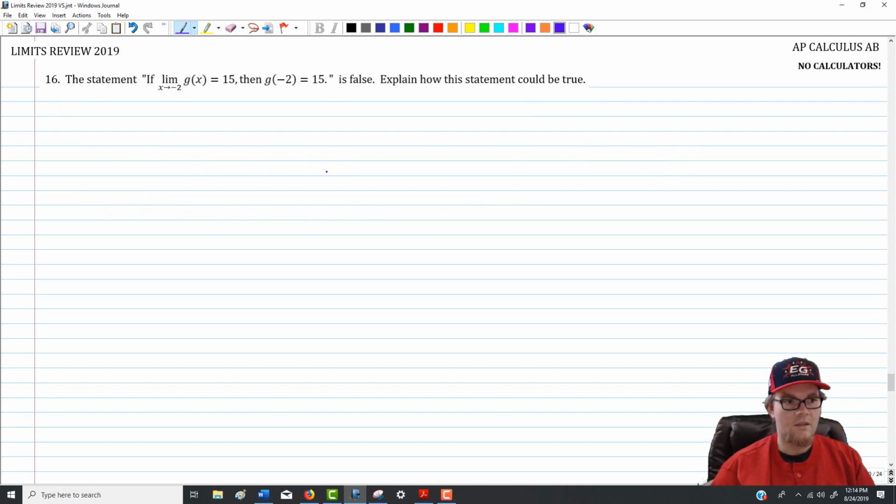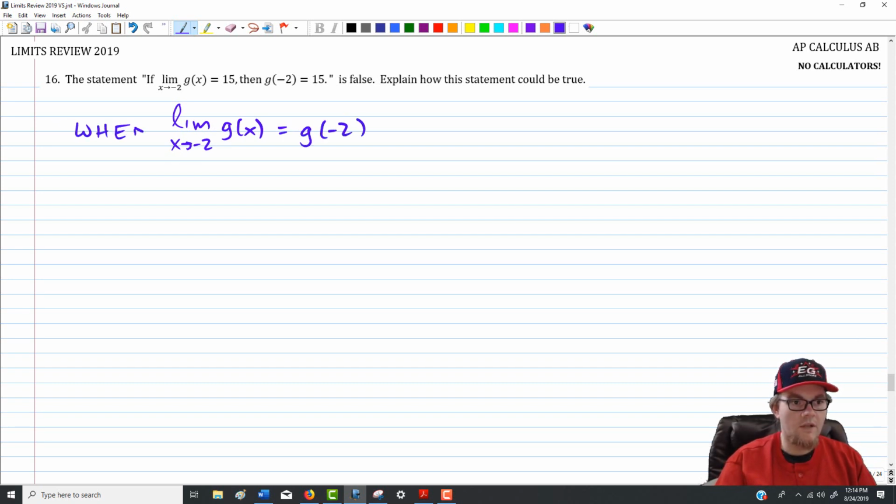Okay, for number 16, the statement, if the limit as x approaches -2 of g of x is 15, then g of -2 equals 15, is false. So they're once again telling us the statement is false. Our task is to explain how this statement could be true. So we're thinking, when is it that the limit as x approaches -2 of g of x has to equal g of -2? So that's what we are trying to ask. And the answer is a particular type of function, or if the function g has a particular property. Specifically, this is the third property that's required for a continuous function at a point x equals -2.